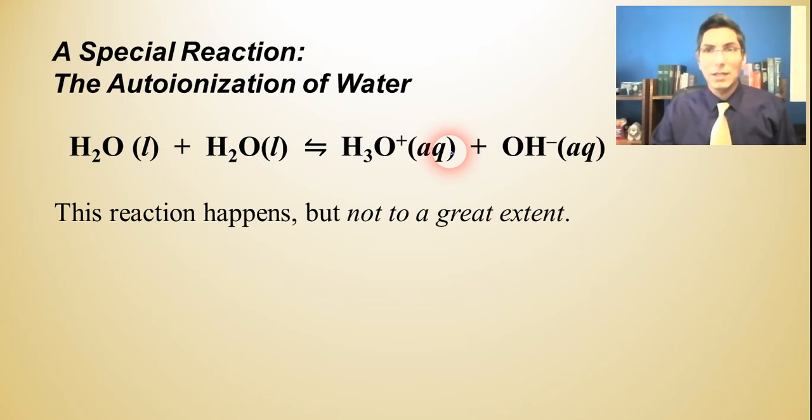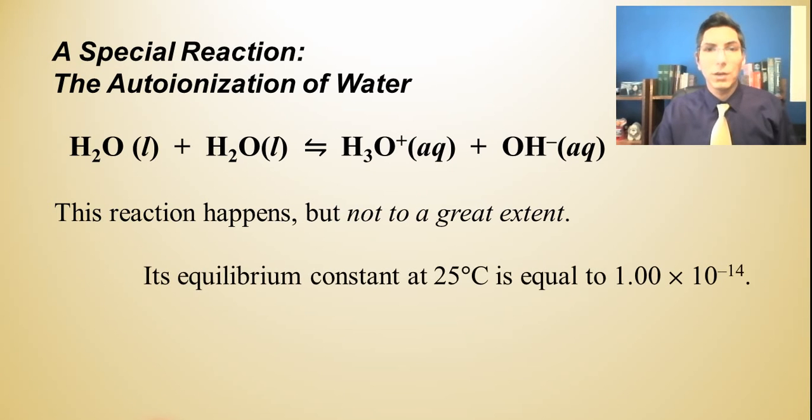Now that tells us that the equilibrium constant for this reaction is going to be very small, isn't it? When a reaction doesn't happen very much, you're going to have a very small equilibrium constant. As it turns out, the equilibrium constant here is very small. In fact, at 25 degrees Celsius, the equilibrium constant for this reaction is about 1 times 10 to the negative 14th. So that's really, really small as far as equilibrium constants go.